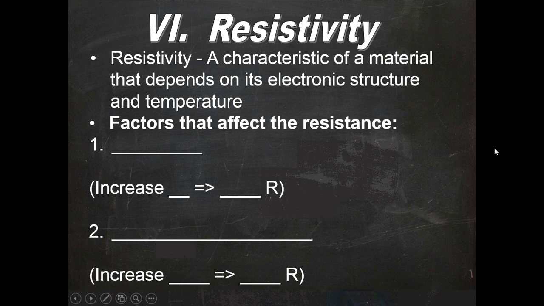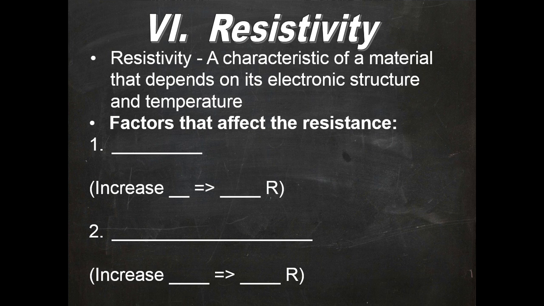Okay, for this section we're going to be focusing on the resistance of a wire. One of the things that the resistance of the wire depends on is the material of the wire that it's made of. This is referred to as the resistivity. It's a characteristic of a material that depends on its electronic structure and temperature.